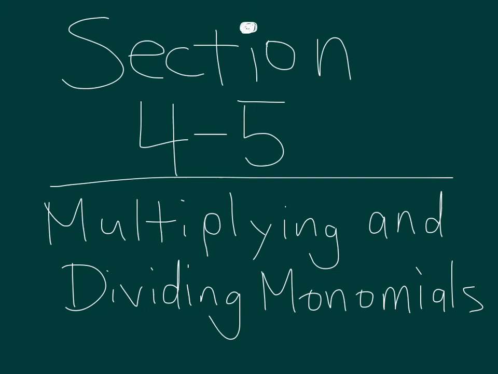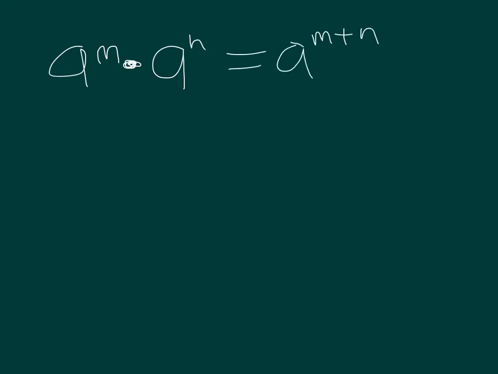This is section 4-5. This is on multiplying and dividing monomials. Key concept to start with is the product of powers. You'll see this where it says a to the m power times a to the n power equals a to the m plus n power. So you'll see this come up.